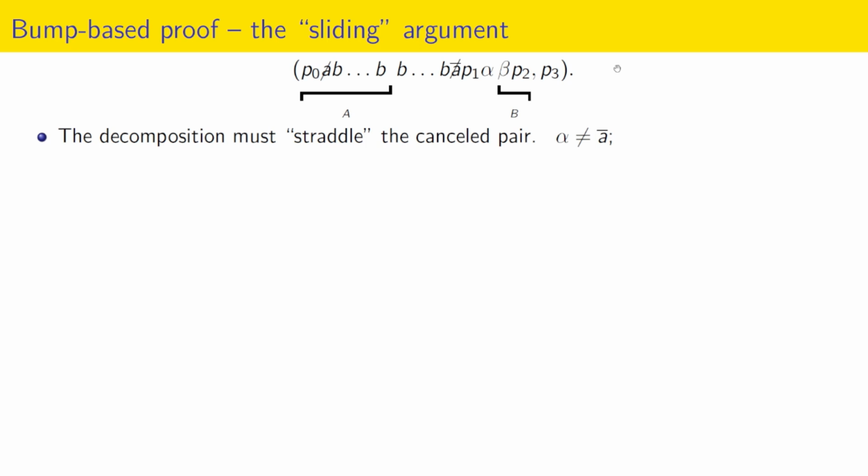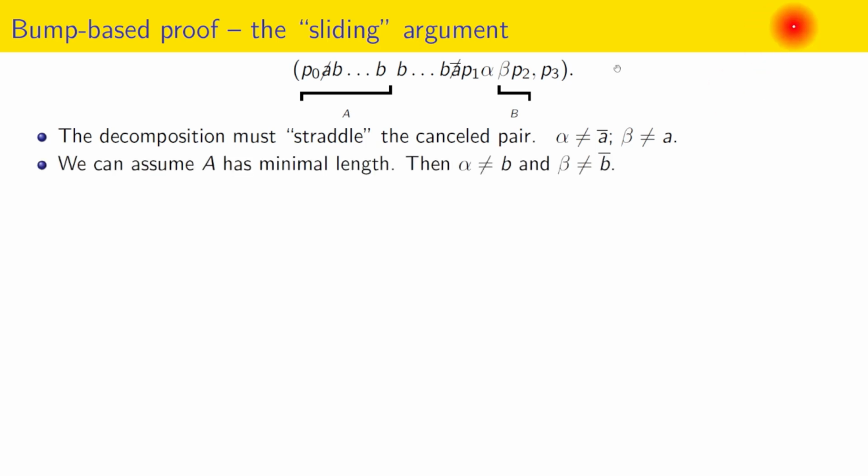Another thing I can assume easily is that alpha is not A conjugate. Why? Because if alpha were A conjugate, I could easily reinstate this A without losing balance. And similarly, I could reinstate conjugate A here without losing balance. So alpha cannot be A conjugate. And for a similar reason, beta cannot be A.